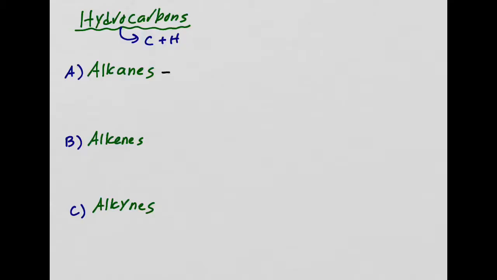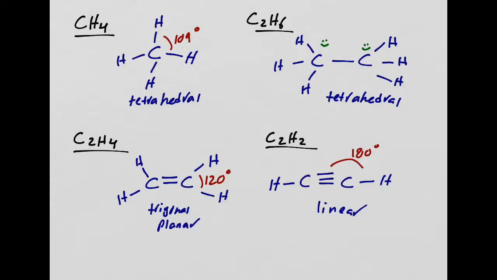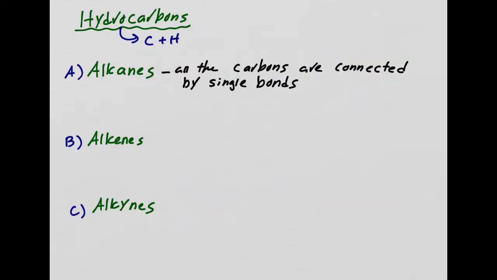Now, what's an alkane? Alkane is when all the carbons are connected by single bonds. All the carbons are connected by single bonds. That's called alkane. Let's come back over here. C2H6 is an alkane because all the carbons are connected by single bonds. This is an alkane. Okay? So alkane is when we have nothing but single bonds.